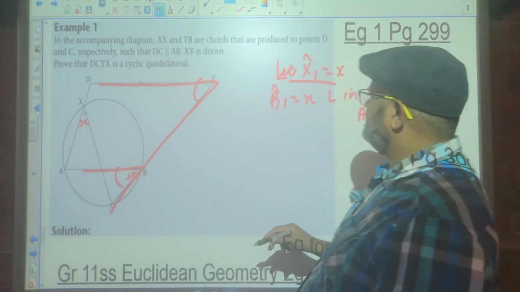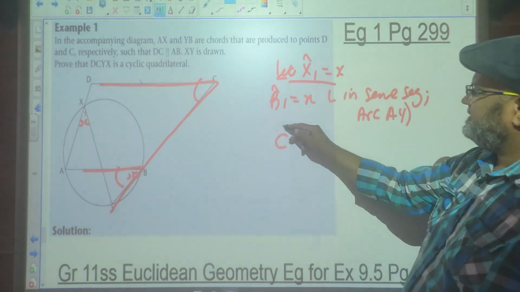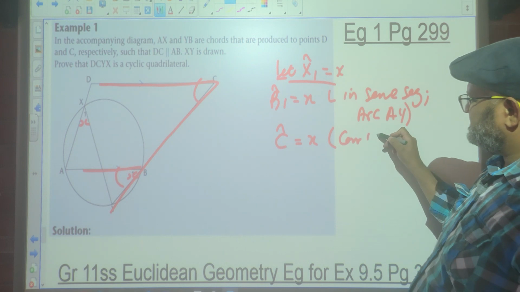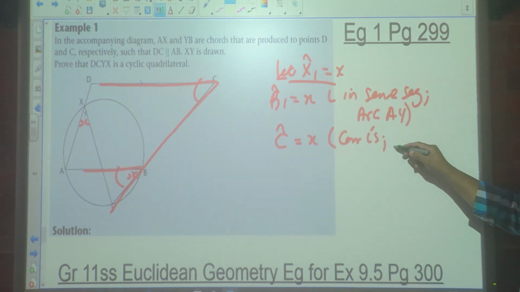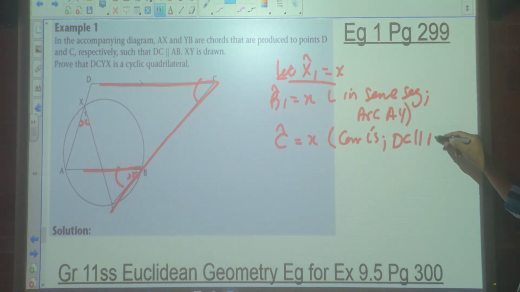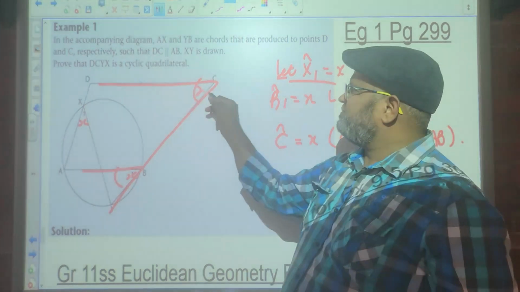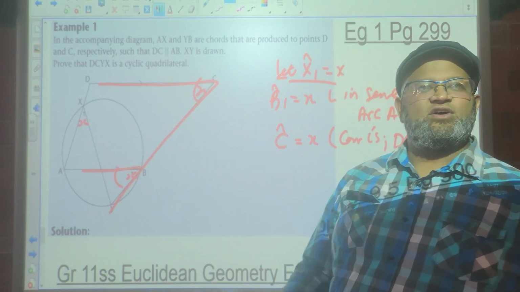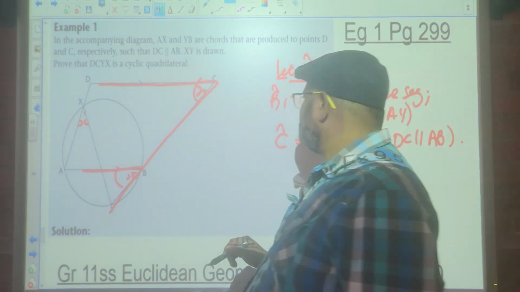Okay. So angle C is equal to x. Why? Corresponding angles with DC being parallel to AB. So have we managed to prove it? Yes. You see that? So this is how we conclude this question.